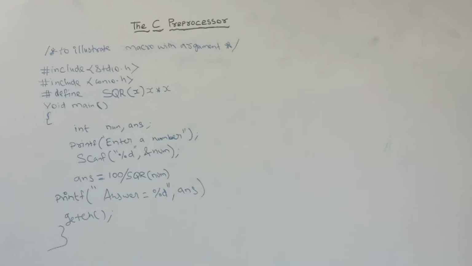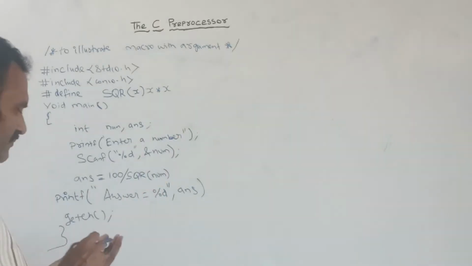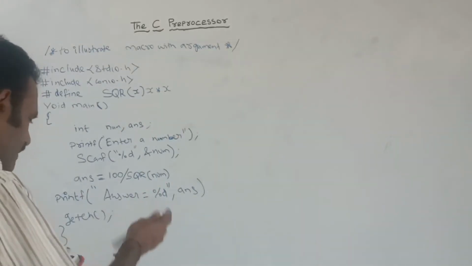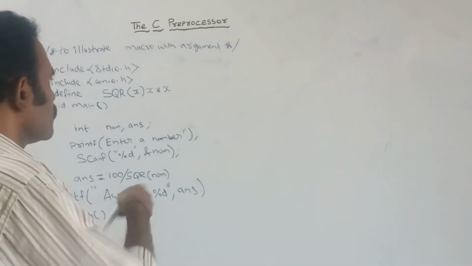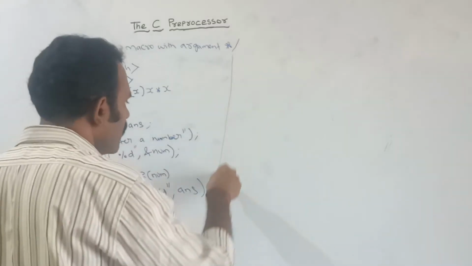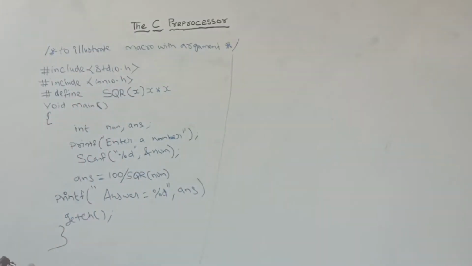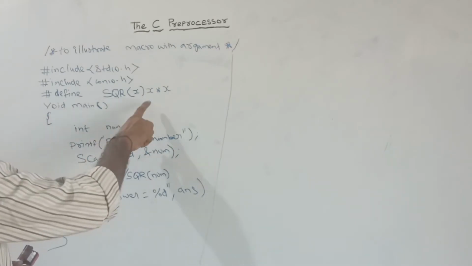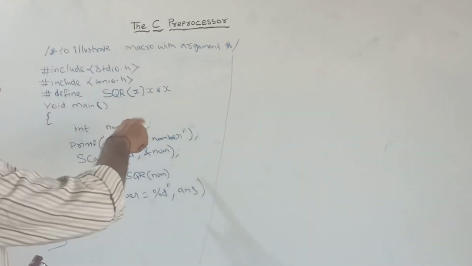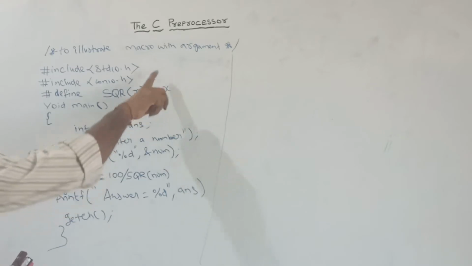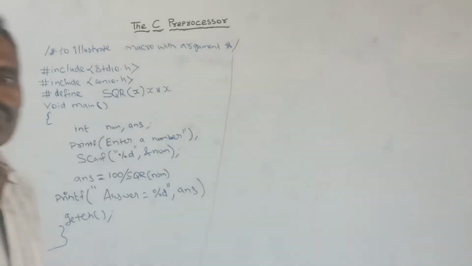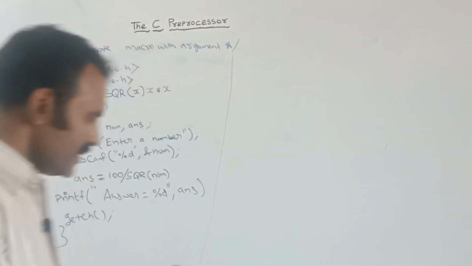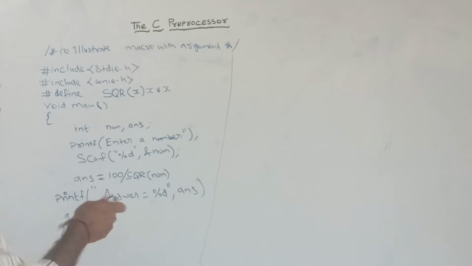See here, listen carefully to this one. When we are passing this argument, it will be considered like this, so it shows the error. Here, in this macro definition part, I have not closed the argument with the parenthesis, so here the error will occur. Let us see how it works.